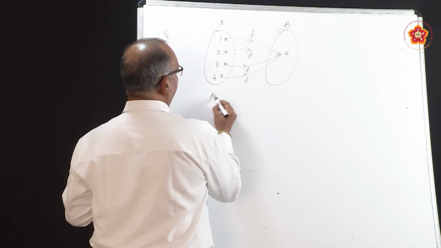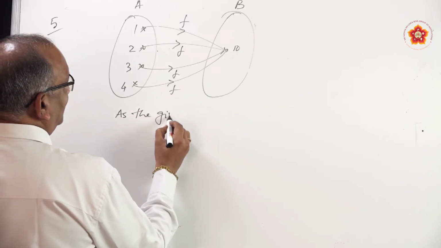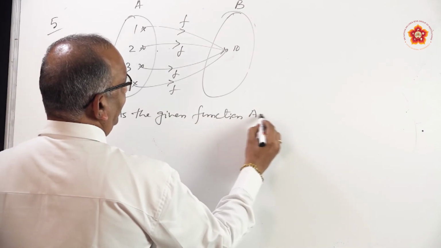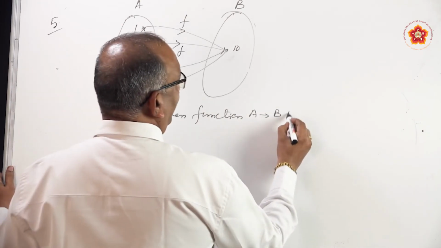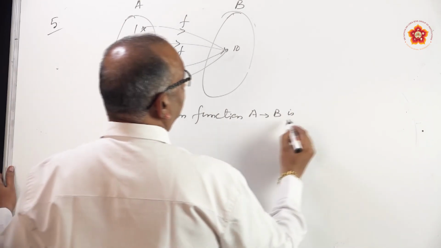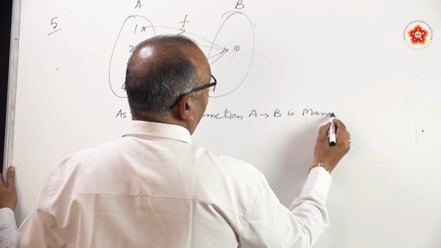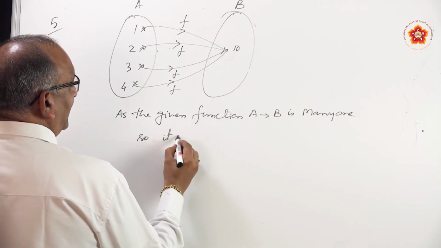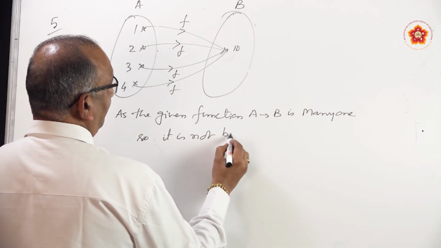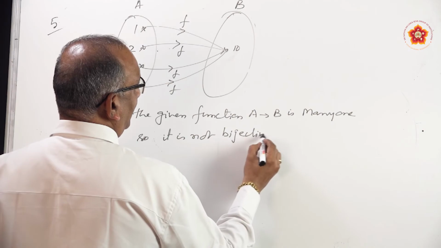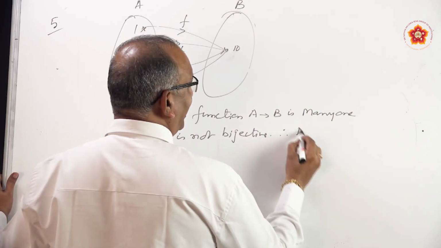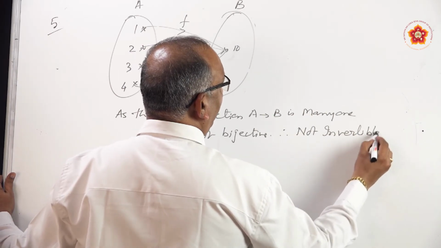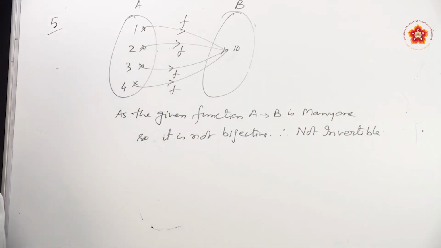As the given function from A to B is many 1, it is not bijective, hence not invertible. This is the conclusion. Take the second one.